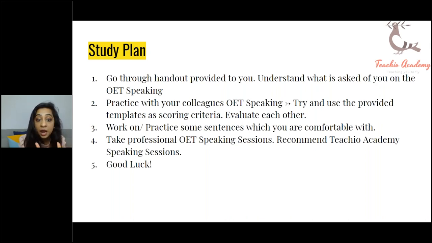I would advise practicing OET speaking with your colleagues. Try to use the templates that we've given you in your handouts and try and evaluate each other, score each other. Remember, you need to score 2 out of 3 at least in all the clinical communication criteria. The sentences I've given you, make some more sentences which you're more comfortable with, and try and check the grammar before you use them in your exam. So your grammar sounds good and you sound more practiced and you sound less nervous.